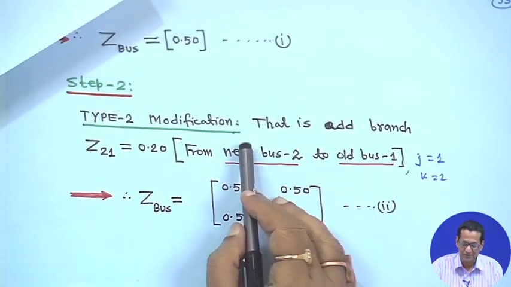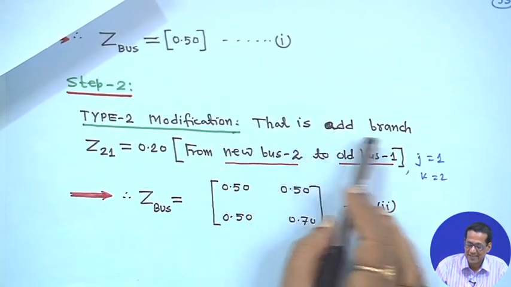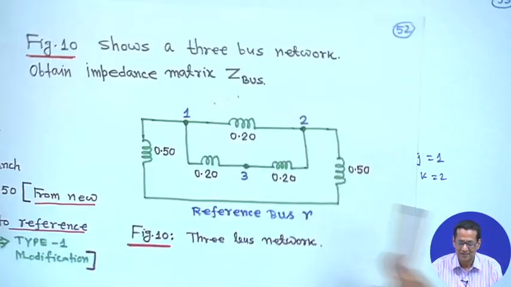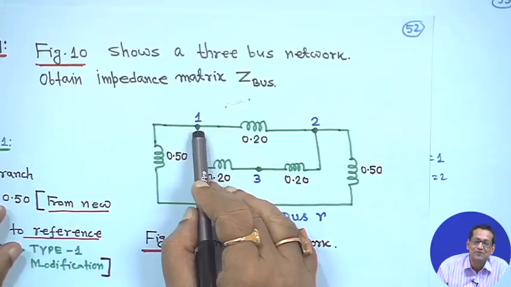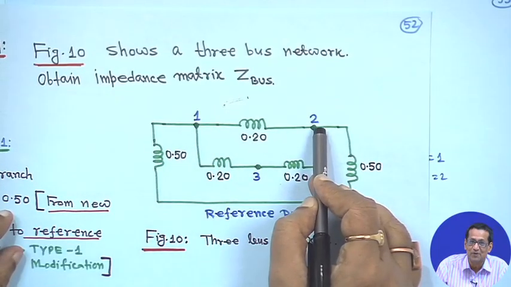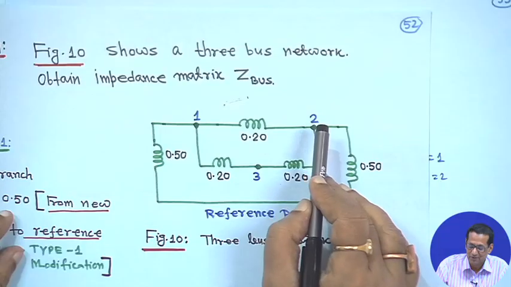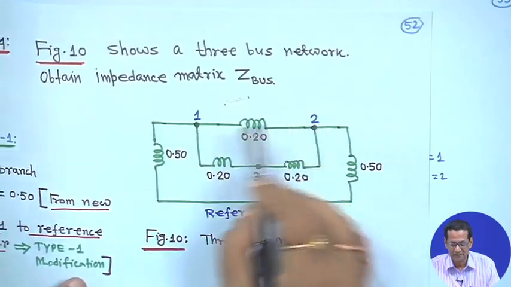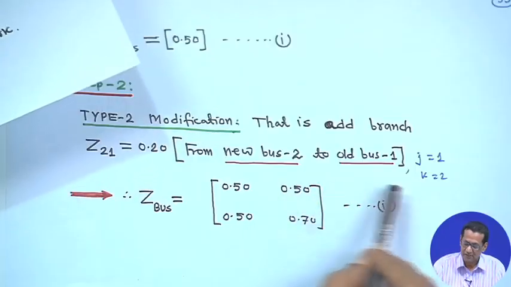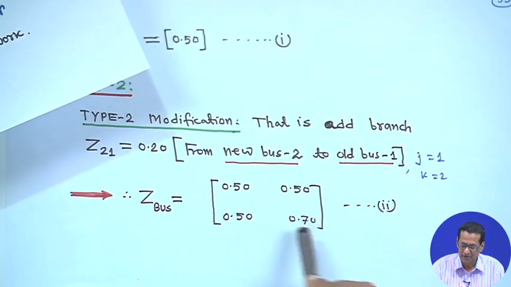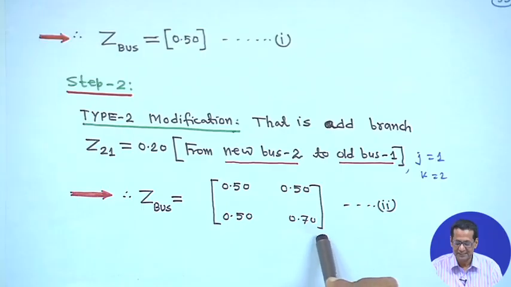Next, step 2, type 2 modification, that is add branch Z 2 1, from a new bus to old bus 1, because this bus 1 we have already considered previously. So, this bus will become an old bus, and this bus is a new bus. So, adding from an old bus to a new bus, the Z bus will become 0.5, 0.5, 0.5, 0.7, that is how it is coming.